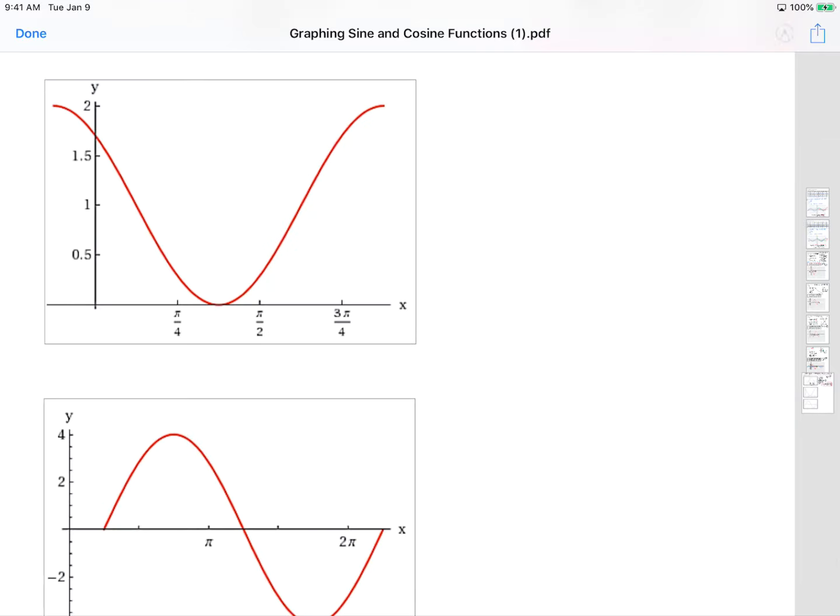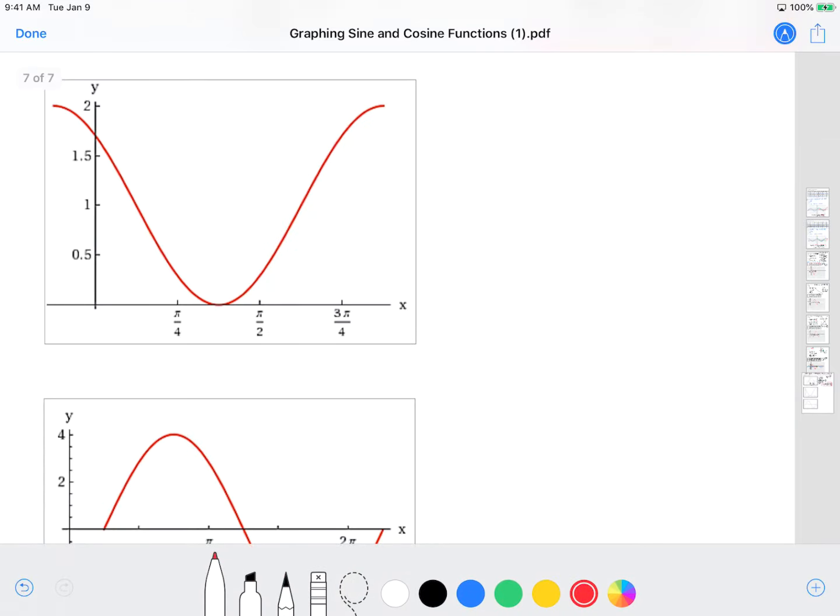Okay. The next picture is also a cosine. I notice I have the shape of a valley. So that means I'm going to have the cosine function without a reflection across the x-axis. So I don't need to put a negative in front of it. So I'm going to be using this function.